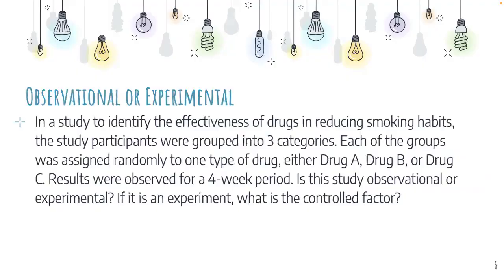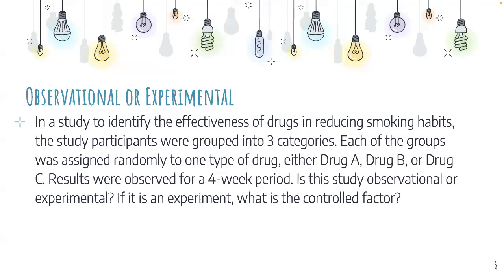Next, in a study to identify the effectiveness of drugs in reducing smoking habits, the study participants were grouped into 3 categories. Each of the groups was assigned randomly to one type of drug, either drug A, drug B, or drug C. Results were observed for a 4-week period. Is this study an observational or an experimental study? And then if it's an experiment, we're going to talk about the control factor. So again, is there something that is being controlled?